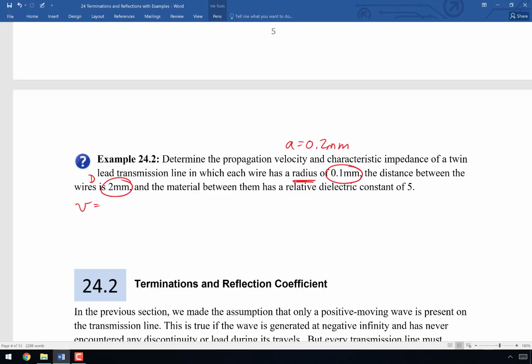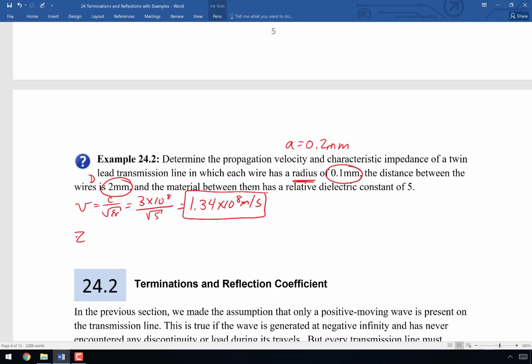So the velocity is c divided by the square root of epsilon r, which is 3 times 10 to the 8th divided by the square root of 5, which is 1.34 times 10 to the 8th meters per second.